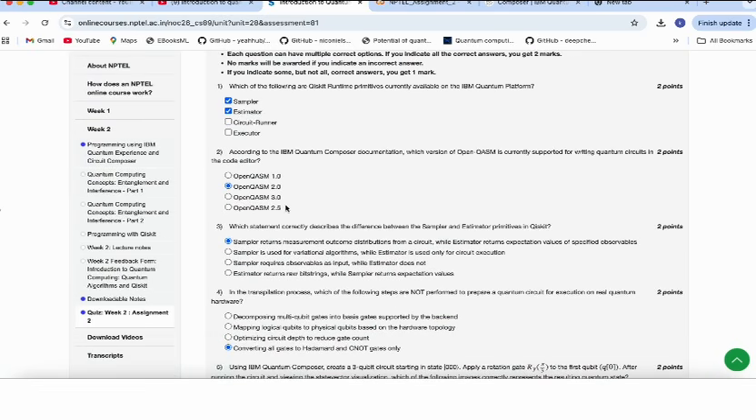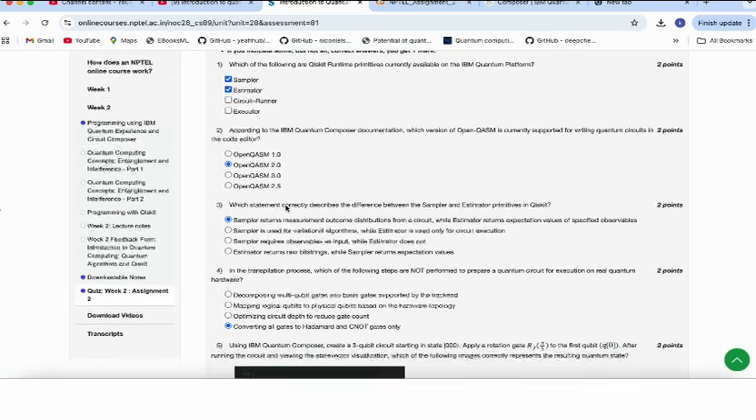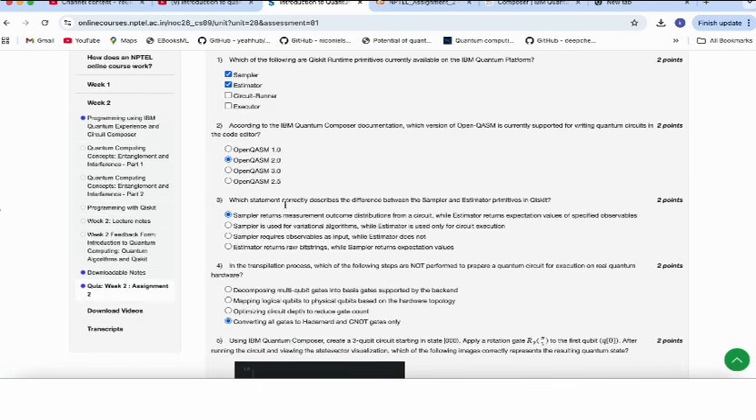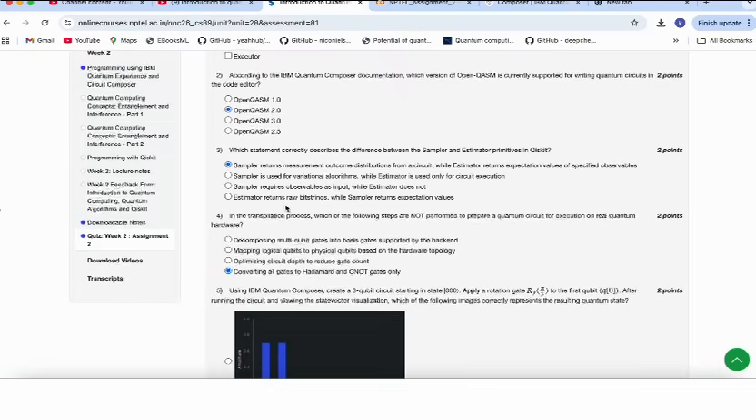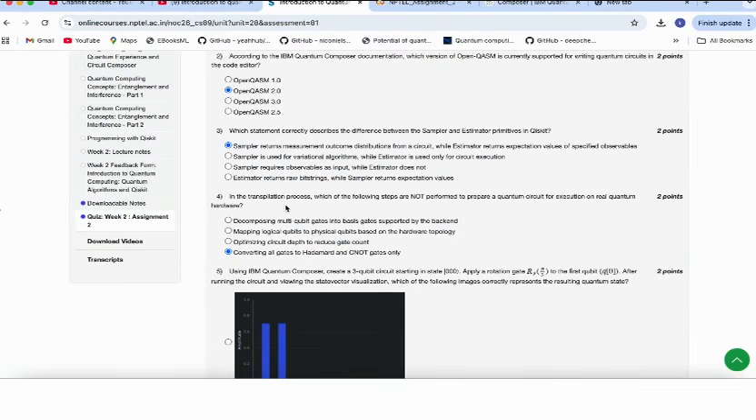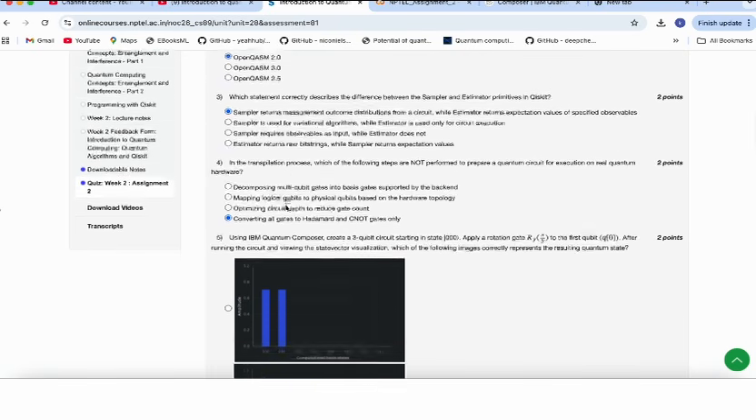So the correct answer is option 2, OpenQASM 2.0. Question 3: which statement correctly describes the difference between sampler and estimator primitives in Qiskit? The correct answer is the first option. Sampler returns measurement outcome distributions from a circuit, while estimator returns expectation values of specified observables.